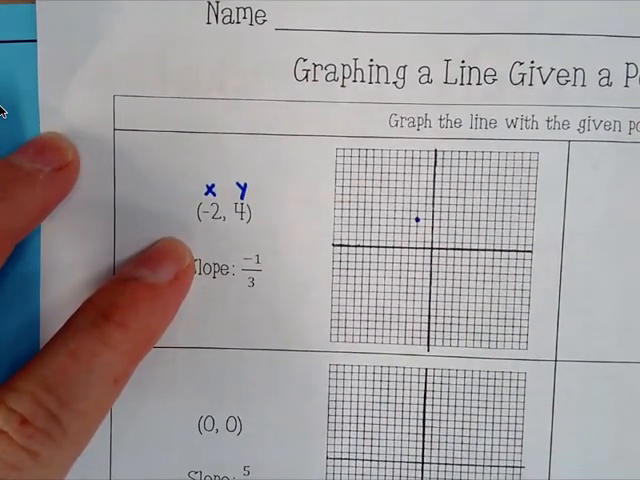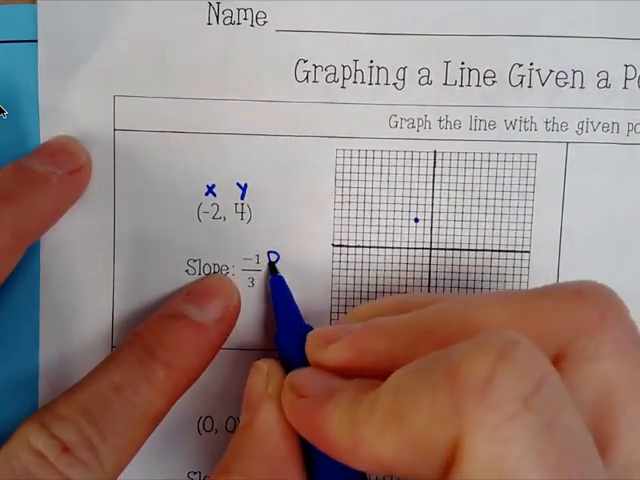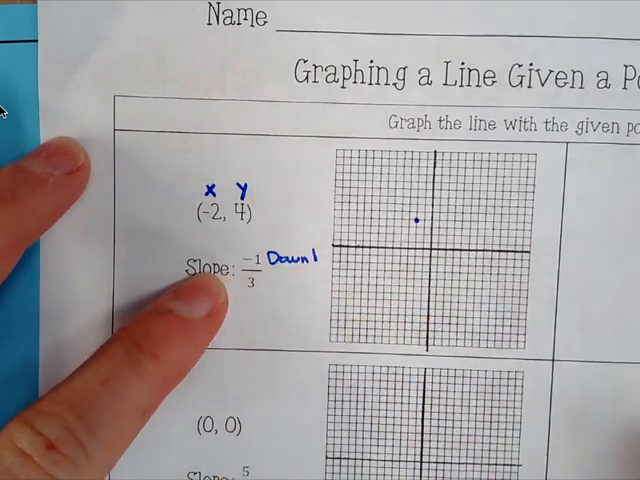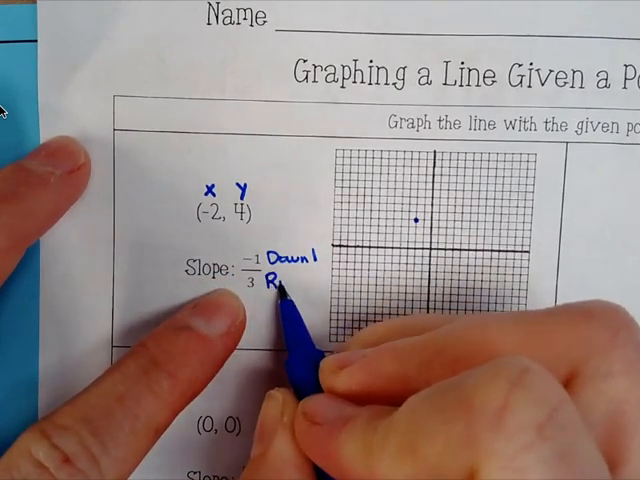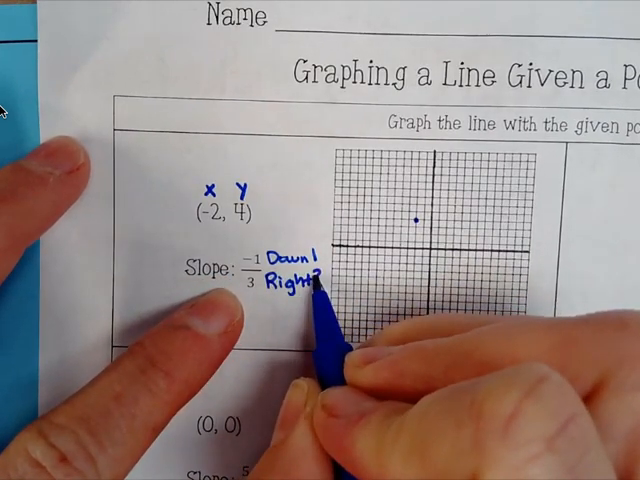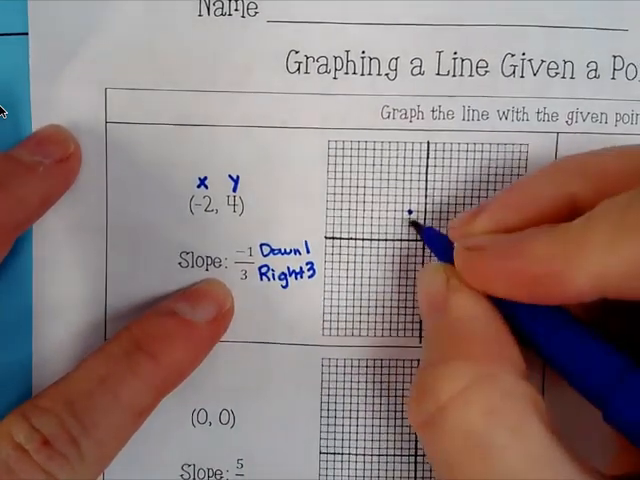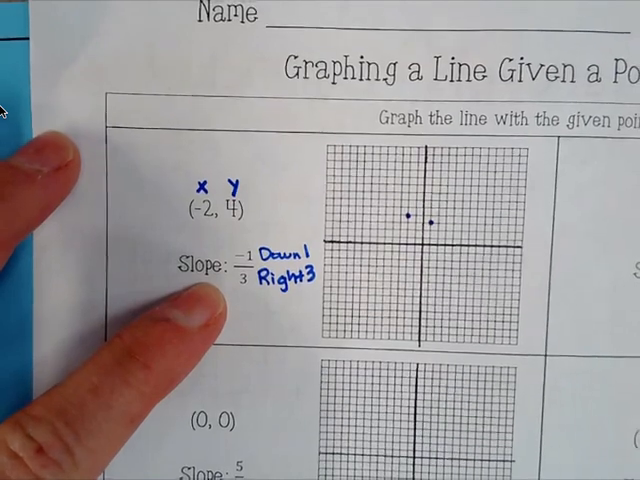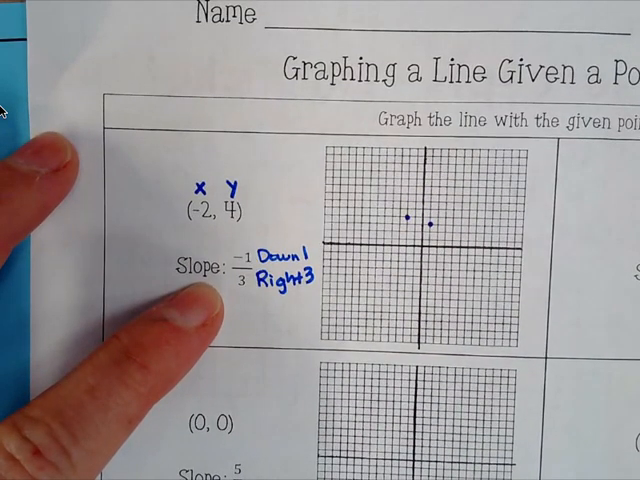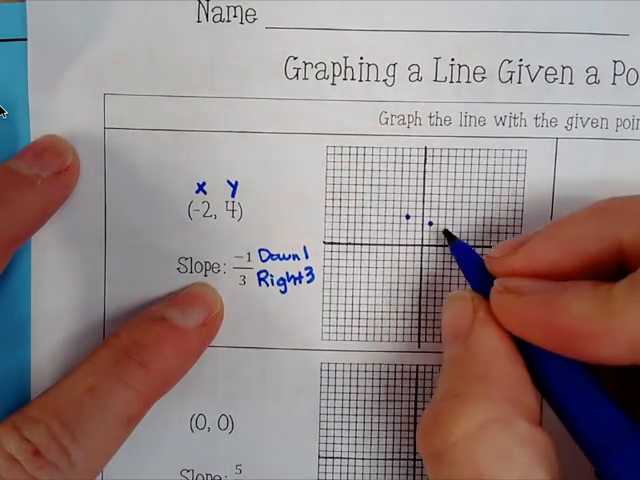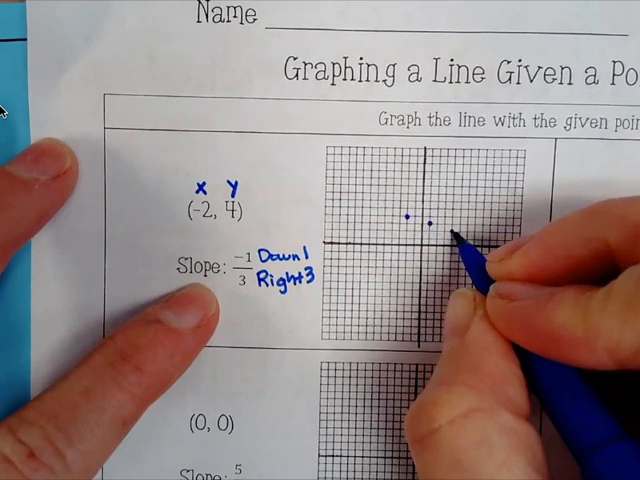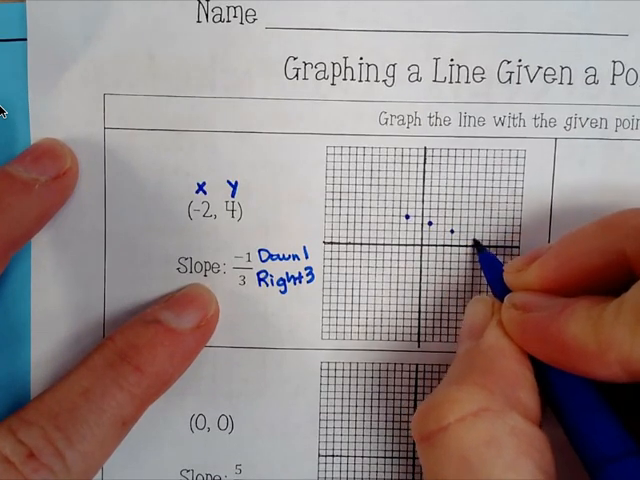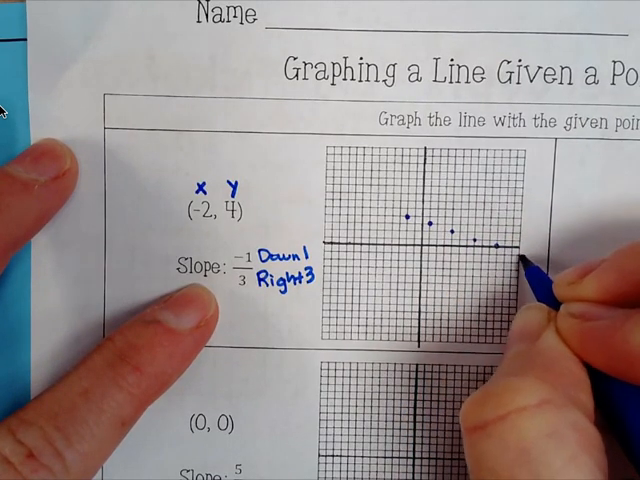And then if we have a slope of -1, that means down 1, and then right 3. So we went down 1 and right 3 to find another point. You keep on following that same pattern for the entire graph. Down 1, right 3, down 1, right 3, down 1, right 3, down 1, right 3.